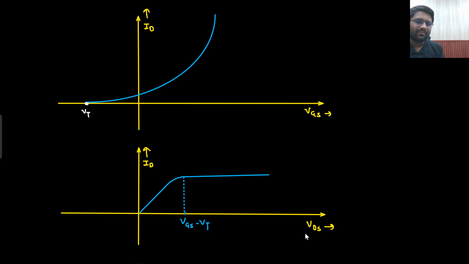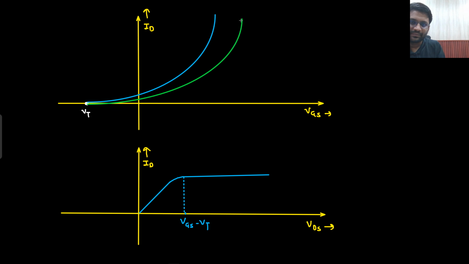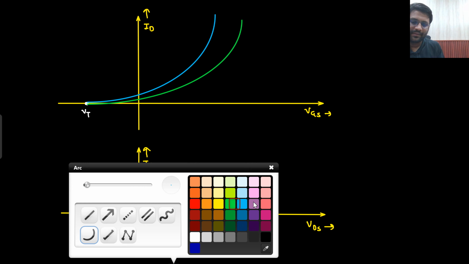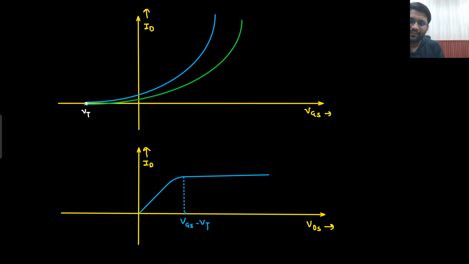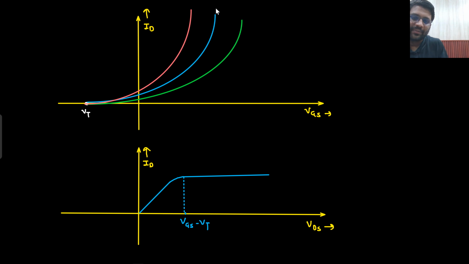So, more things I don't need to tell, right? This much would be enough. Say yes or no. And if I need to make more plots, so this is happening at VDS equals 2 volt. So this would be your VDS equals 1 volt. And this would be your VDS equals 3 volt.